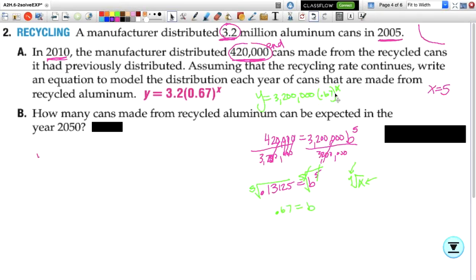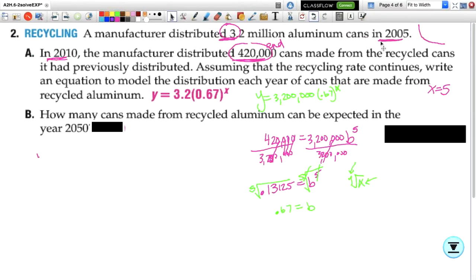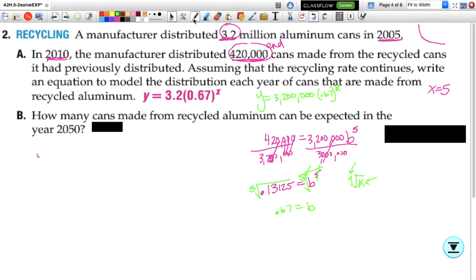Now that we have our function that's going to model this exponential decay, let's figure something out. How many cans made of recycled aluminum can be expected in the year 2050? We're not going to plug in 50. Remember, our starting year is 2000. Sorry about that. Our starting year is 2005. So how many years has it been to get to 2050? 45.